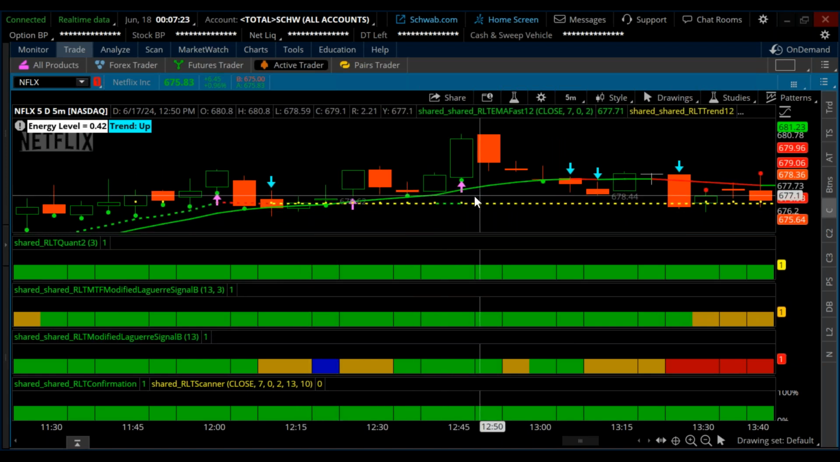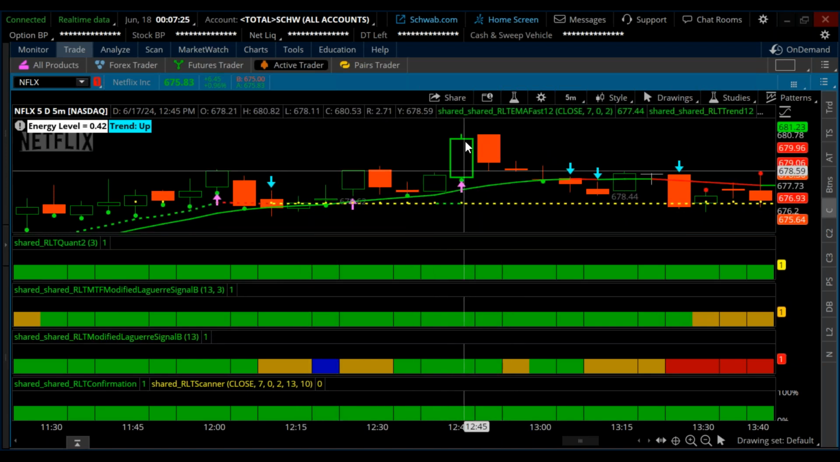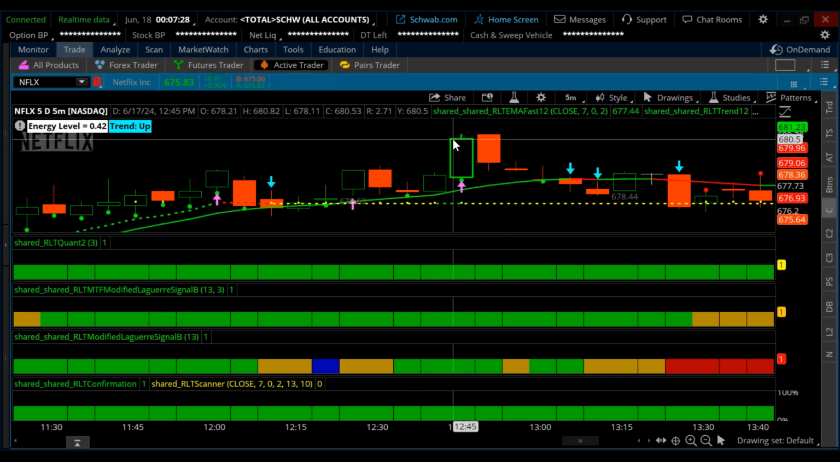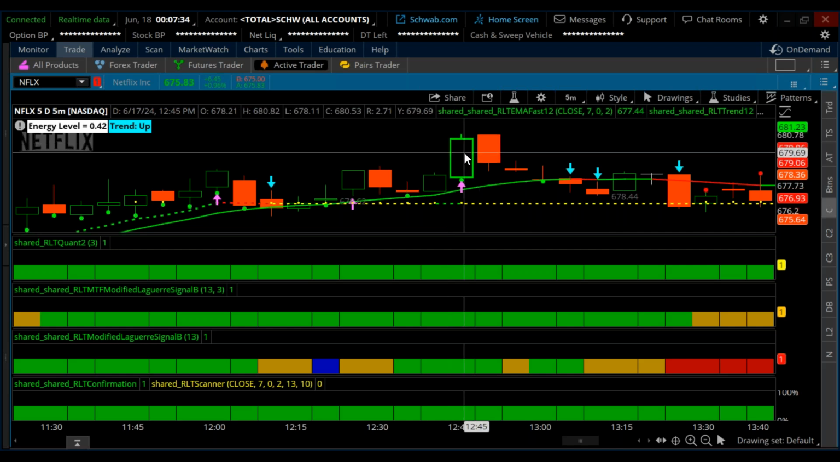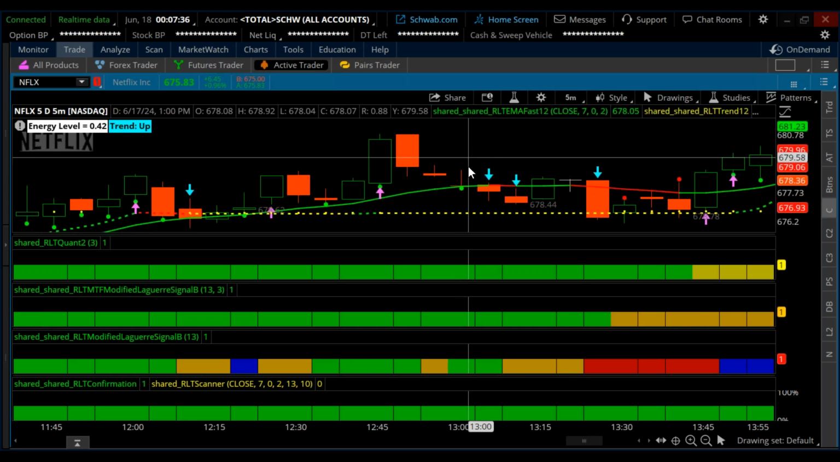Matter of fact, if we're long this right here and we get this big push up around 12:45, if I'm in it, this is where I'm going to take it off, if I'm in it for an intraday trade. If I'm in it for a swing trade, I'm just going to focus on the daily chart. But this is where I would get out of the trade on Netflix.